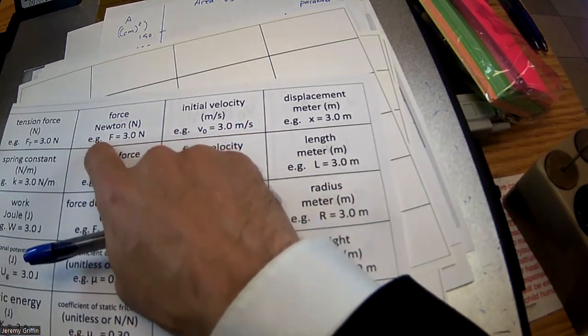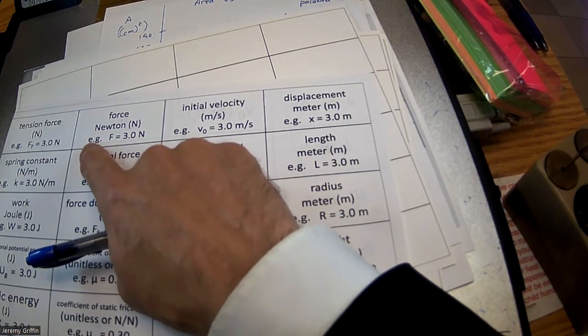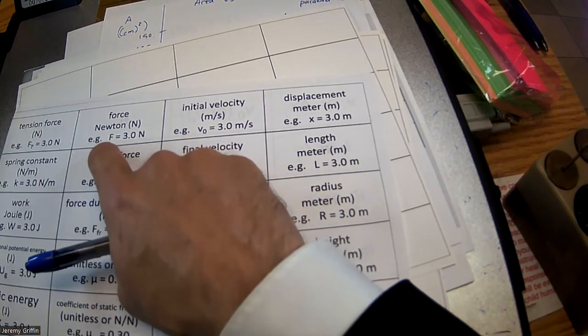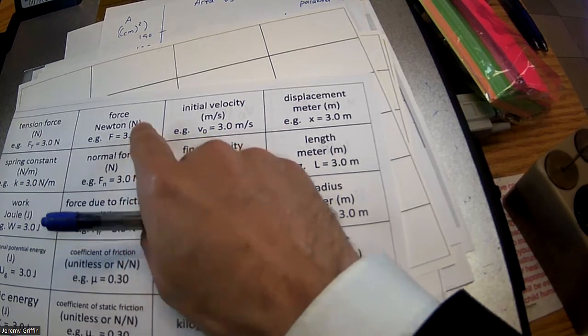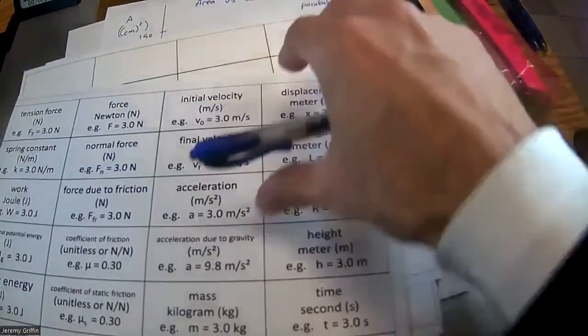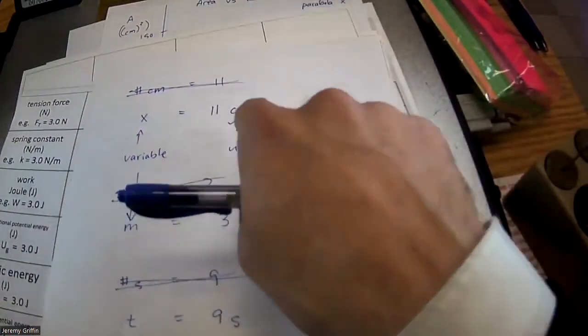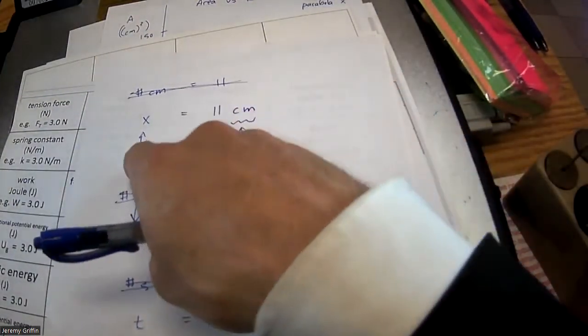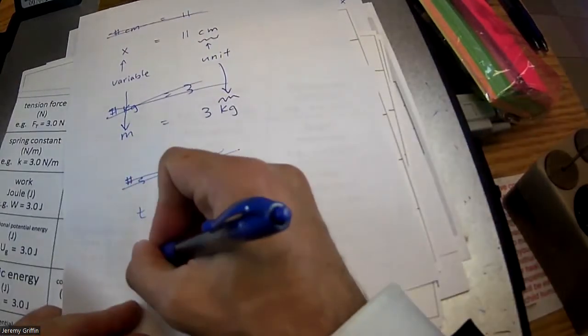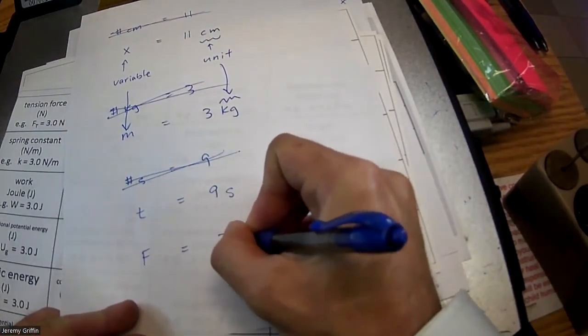So, I gave you guys an example here. Now, if you don't want to write e.g., you don't have to. It's some Latin phrase, just means for example. Right? Force equals 3 newtons. Hey, that looks exactly like the bunch of examples I just gave you, right? Variable equals some number of a unit, I should say. Okay, like force equals 3.0 newtons. Yeah, you guys got it.